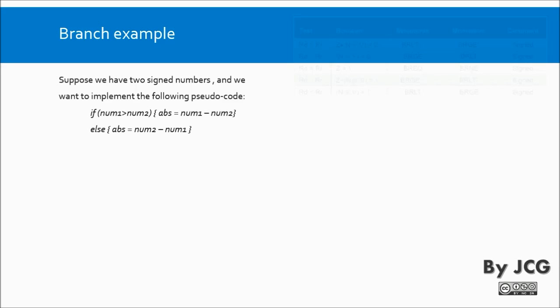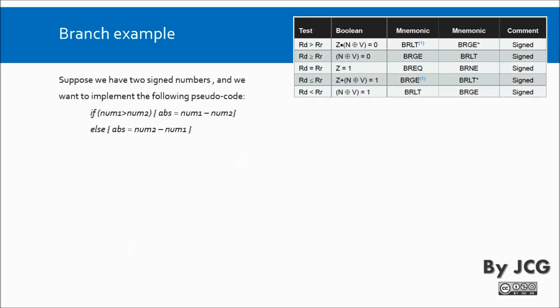It's going to be equal to number 1 minus number 2. Else we are going to say that the absolute value is going to be number 2 minus number 1. So first we go back to the previous slide, but right now I just put it here. Let's see what we're being asked. If one number is greater than another number, I want to check if register D is greater than register right.